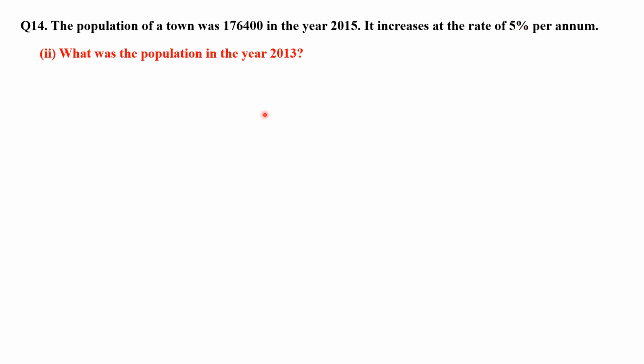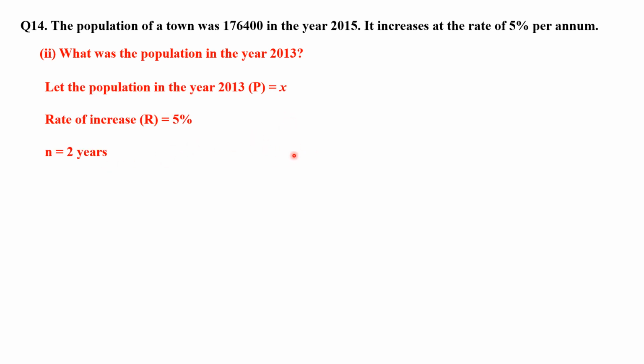So here I will assume, let the population in the year 2013 be X. Okay. And rate of increase is 5%. N is 2 years. So population in the year 2015 will be P into 1 plus R by 100 whole N.